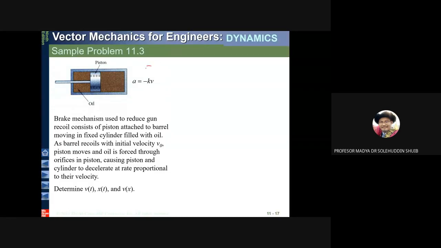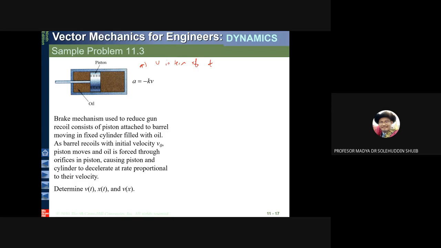Number one, for part A, we need to write B in terms of B. So we substitute minus KB for A in the fundamental formula defining acceleration.